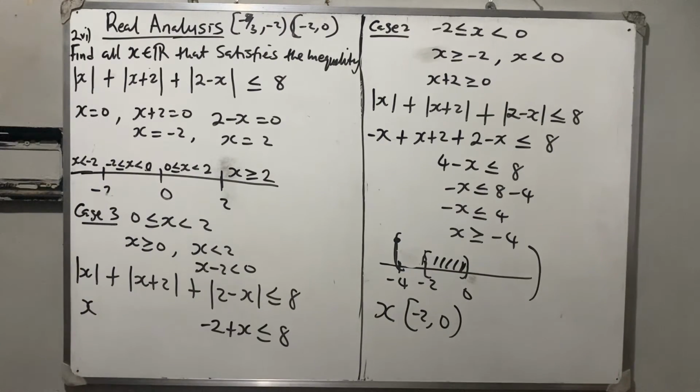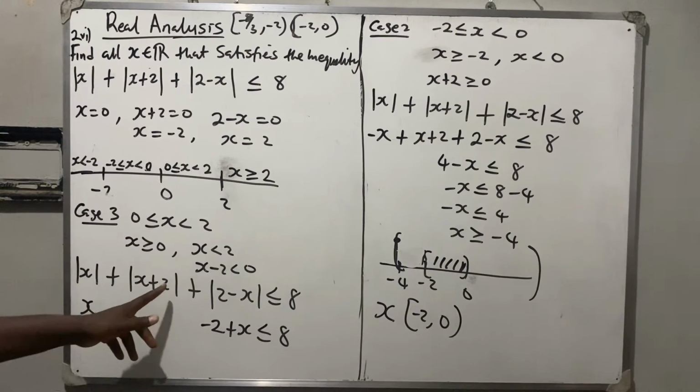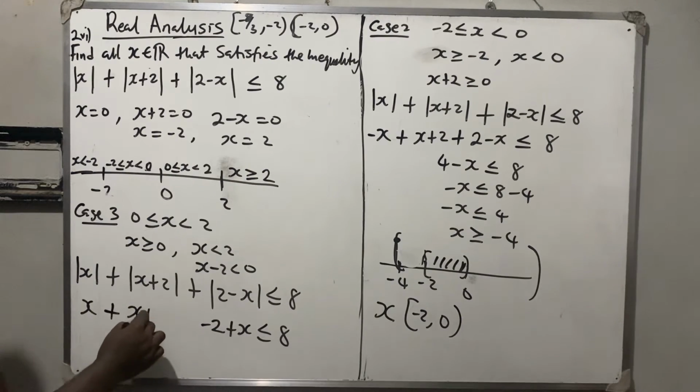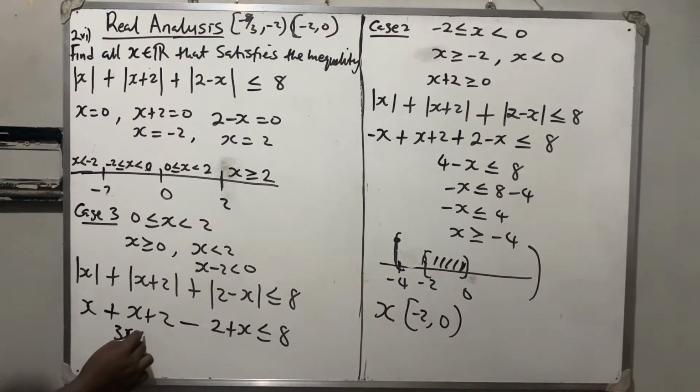So for this one, we are choosing a number that is between 0 and 2. A number that is between 0 and 2 could be 1, and 1 plus this is going to give you positive. So x plus 2 is positive. You see how I got all of them? So you are going to have that 3x is less than or equal to 8. So x is less than or equal to 8 over 3.